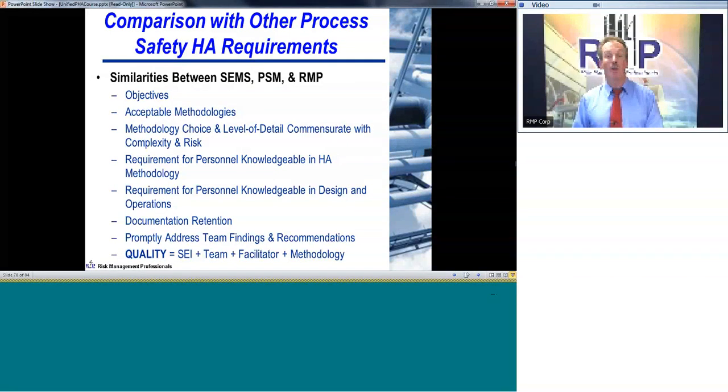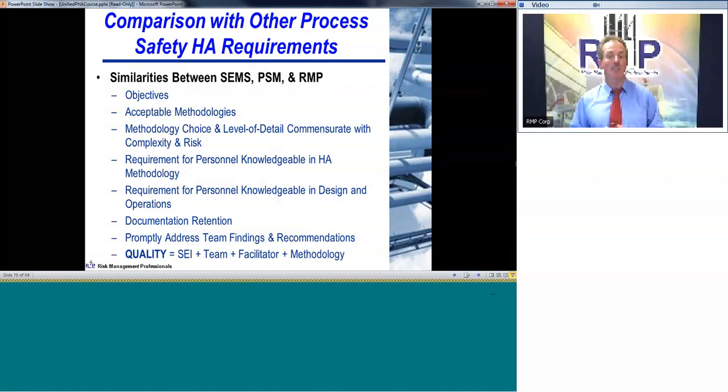are part of the team, documents, and promptly addressing team findings and recommendations. If there's a key safety insight that comes out of a hazards analysis, you want to have a mechanism for making sure that it's implemented in a streamlined fashion, or at least commensurate with the level of risk that it averts. All these things are similarities between these different programs that are out there, and a key thing is quality. When you're looking at the application of hazards analysis, the safety and environmental information, the team, the facilitator, and the methodology chosen are key elements that form the basis for your hazards analysis. And understanding hazards is such an important fundamental element of SEMS that you want to make sure that quality is there.